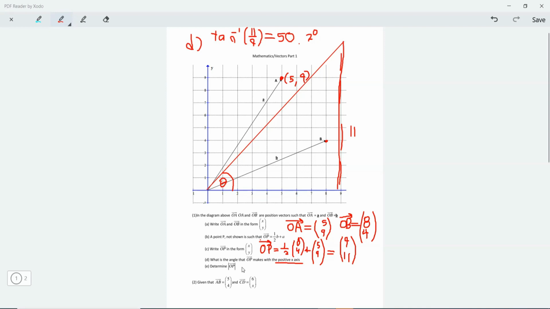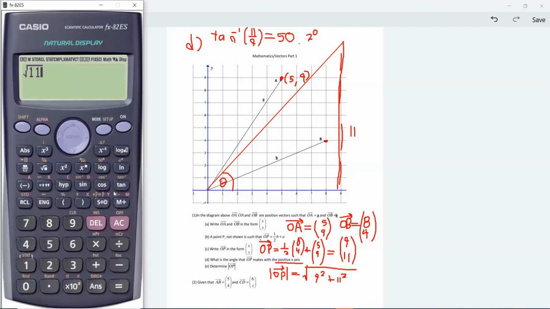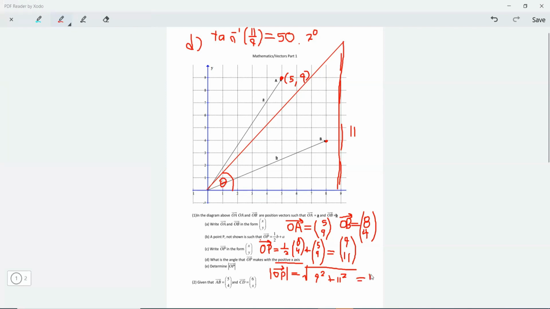Then it says, what is the magnitude of OP? To find the magnitude of OP, this is what we do. The magnitude of OP is equal to the square root of the x component squared plus the y component squared. So it's going to be the square root of 9 squared plus 11 squared. You work that out in a calculator again. We'll get the square root of 202, which is 14.2. So 14.2 is the magnitude of OP. That means the length of the line OP is 14.2. So remember, the x component squared, this distance is 9, plus the y component squared gives you the magnitude of OP.